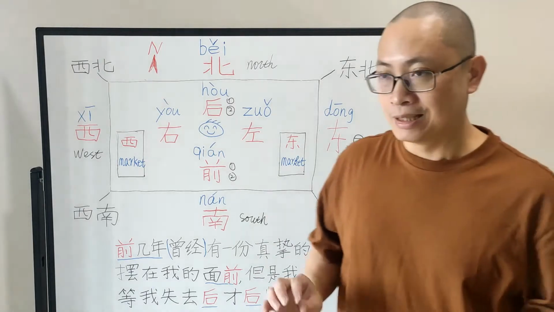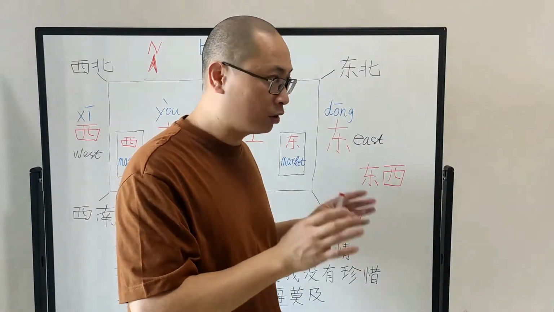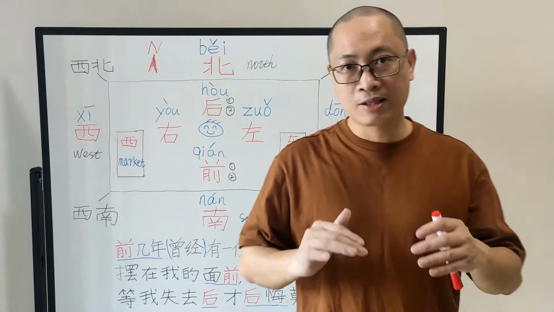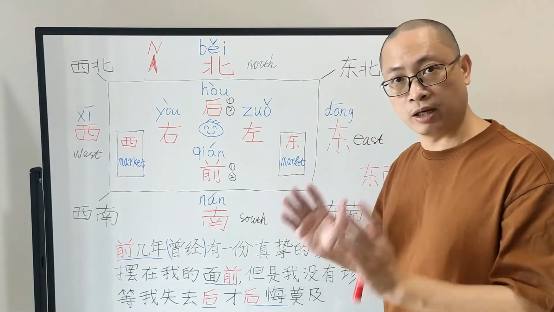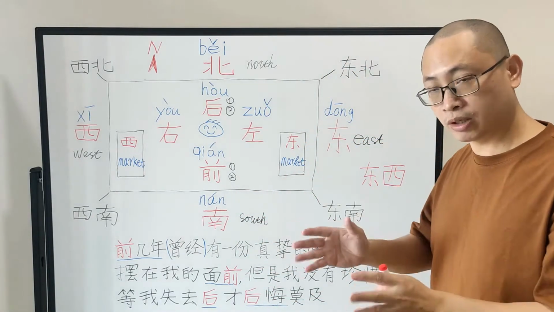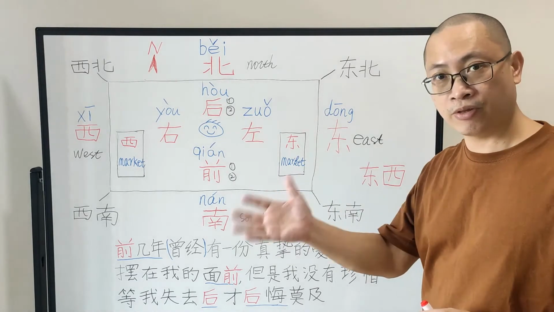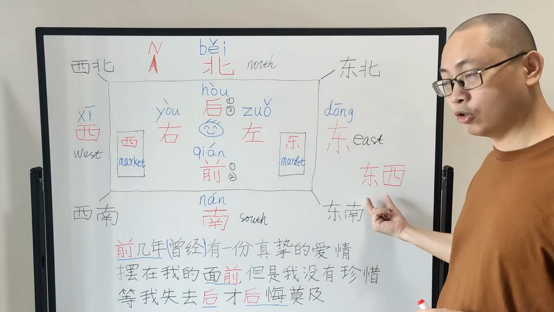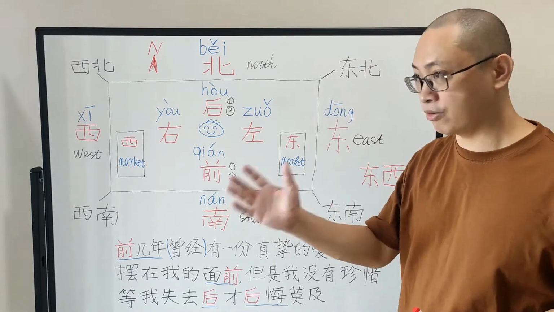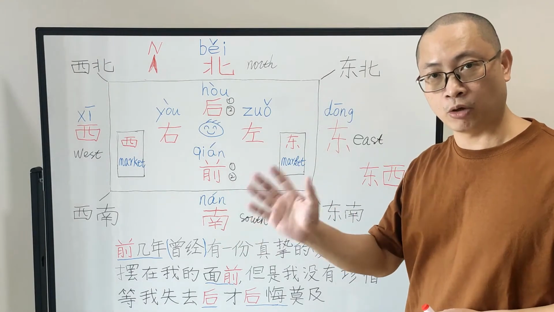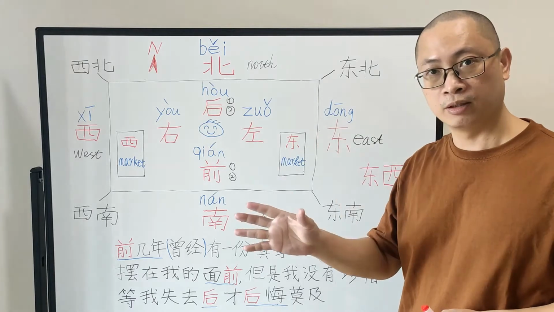For example, someone is blaring to you, and you ask him, what are you talking about? Dong Xi, intangible thing. So Dong Xi not only means tangible thing, stuff, but also means intangible thing.